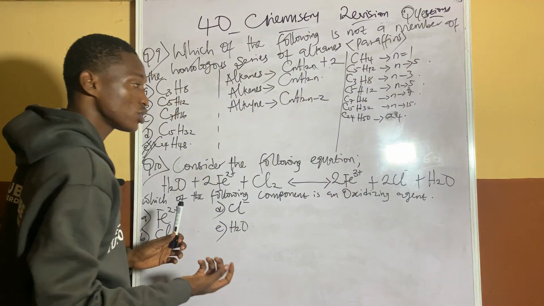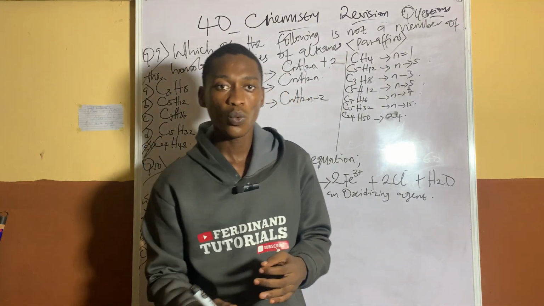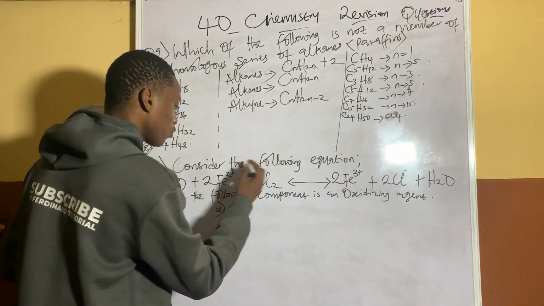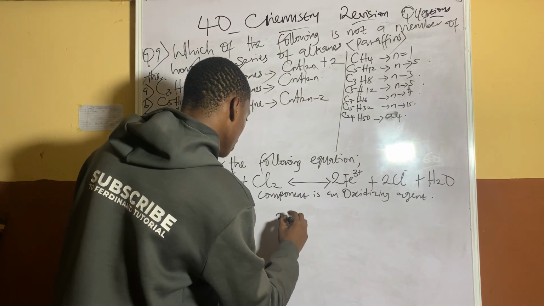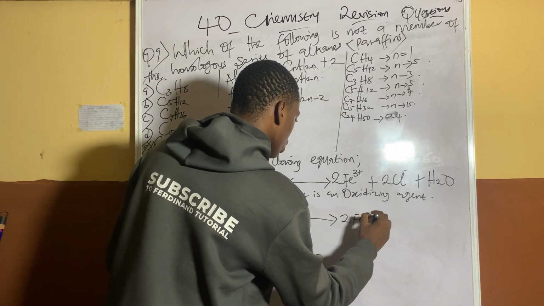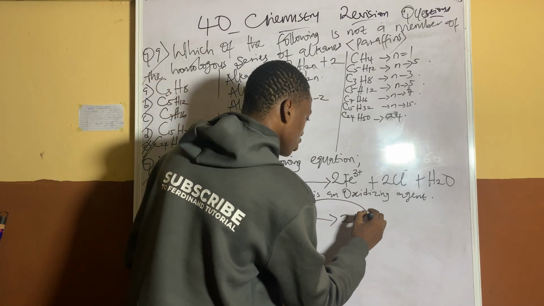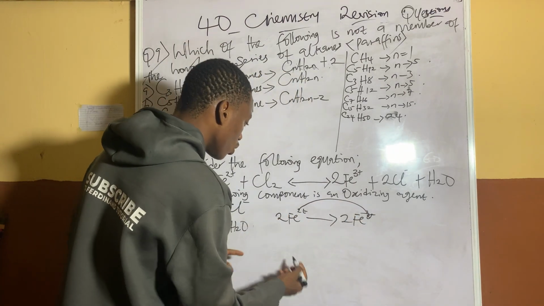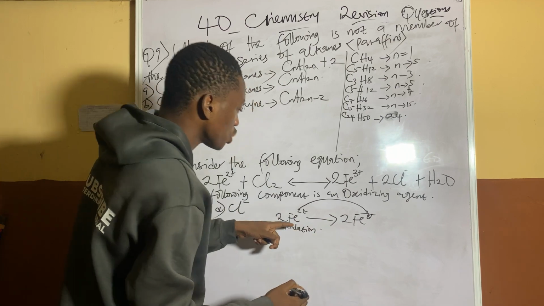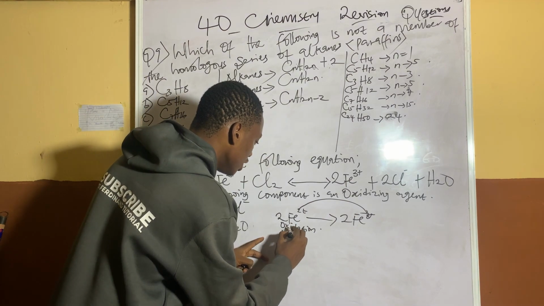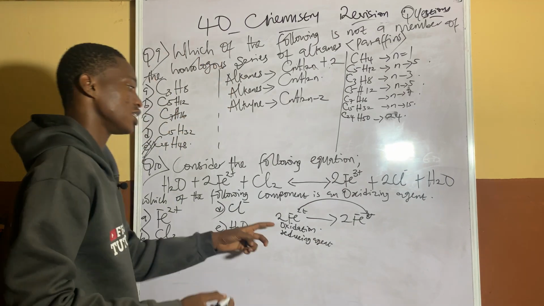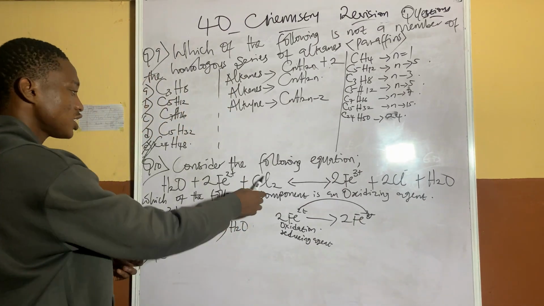Let's start with iron, because in oxidation and reduction reactions, we're talking about change of oxidation state. Here iron increased from 2Fe2+ in the reactant to 2Fe3+. That means there is an increase in oxidation state. If there is an increase in oxidation state, iron undergoes oxidation. Thus, iron 2+ is a reducing agent. They didn't ask us for the reducing agent. They are asking for the oxidizing agent. So let's check chlorine.